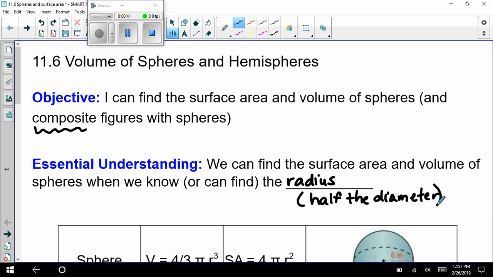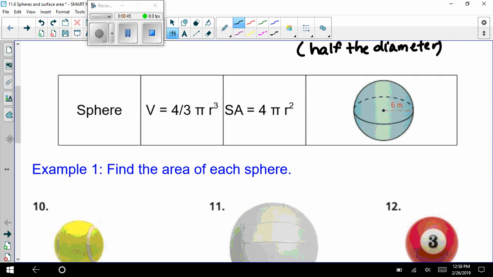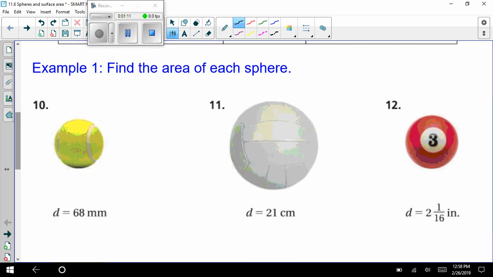Okay. All right, so in the box you've got your two formulas. Volume is 4/3, sometimes we put parentheses around it, times pi times r cubed. So please note that we are cubing our radius. That's the first time we've used a cube here, okay? Surface area, SA, is equal to 4 times pi times r squared. So this is the big thing, that radius has to be cubed. So let's do a couple examples here.